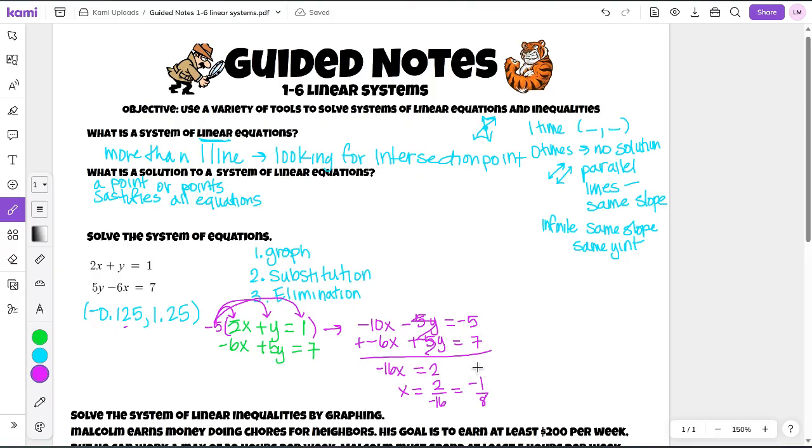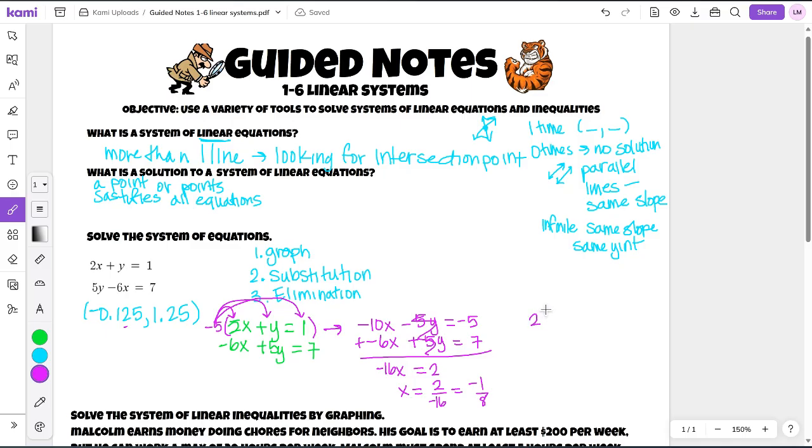Okay, so we are going to plug negative 1/8 back in for x and solve for y. That's one way to do it. We can do the substitution method and solve for y. So that gets a little bit messy. We can also do the elimination method and eliminate our x's and solve for y. It doesn't really matter to me which one you want to do. I'm just going to go ahead and plug this in.